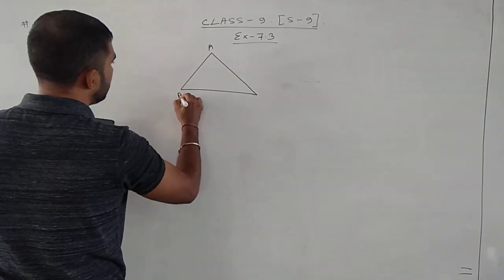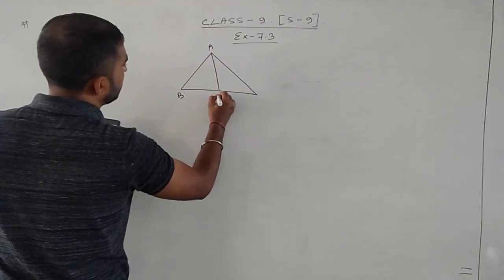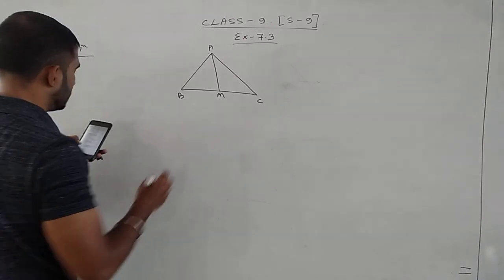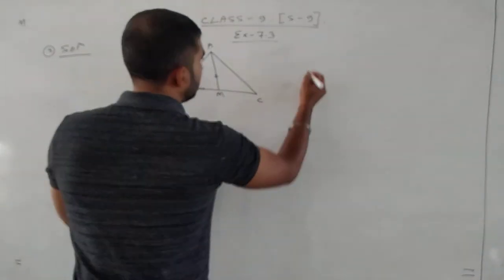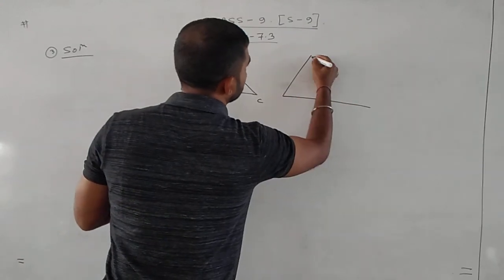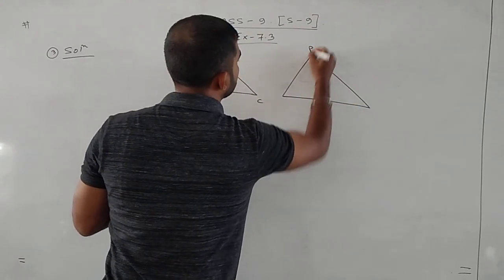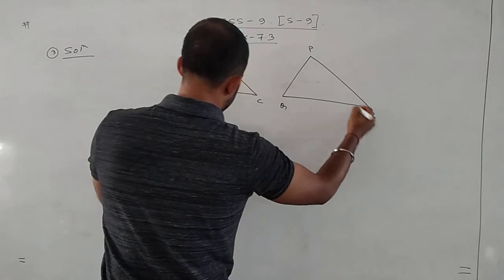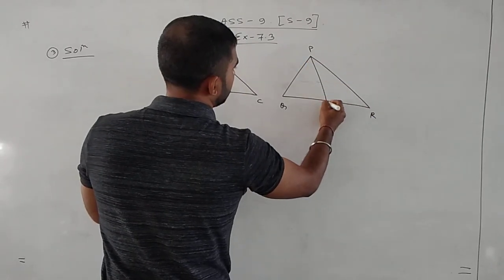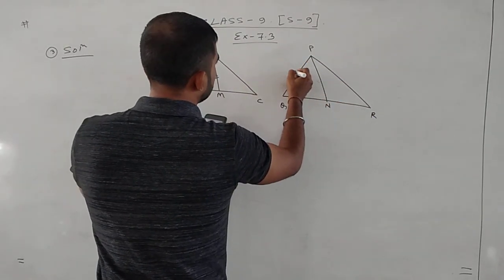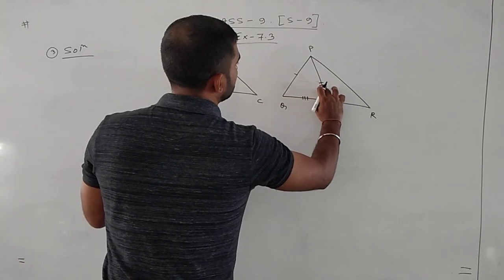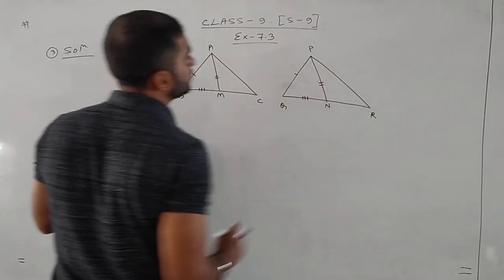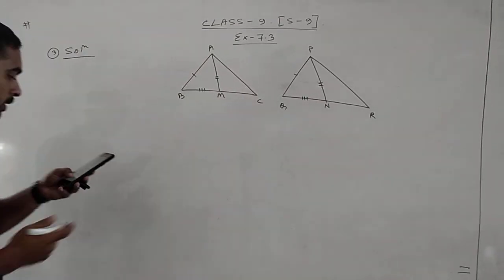A, B, this is the midpoint, C, this and this, and then P, Q, R, that is N, this and this, sorry. So this is the question, this is the diagram.